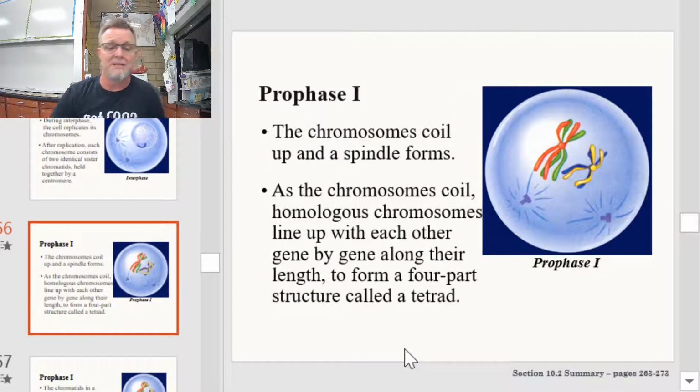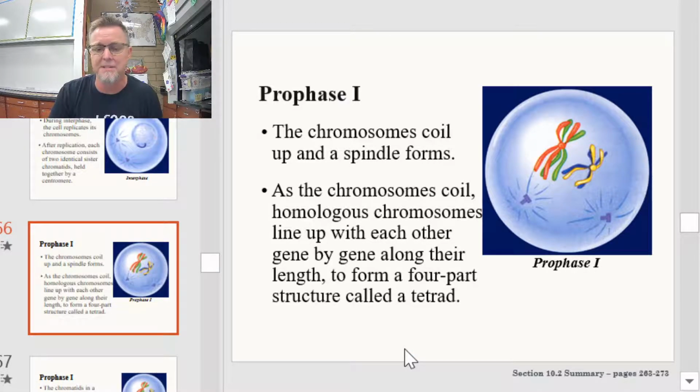Okay, so let's start in prophase. Prophase has a 1 after it here, because there are 2 separate division cycles that occur in meiosis. So there's going to be prophase, metaphase, anaphase, and telophase, all with 1s after them, because it's going to happen twice. There's a prophase 1, metaphase 1, anaphase 1, telophase 1, and then guess what? There's going to be a prophase 2, metaphase 2, anaphase 2, and telophase 2, because it happens twice.